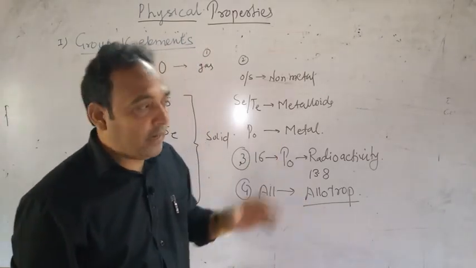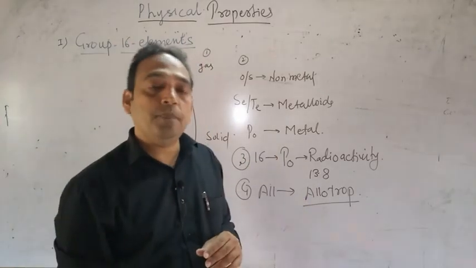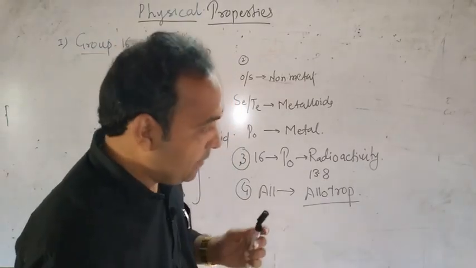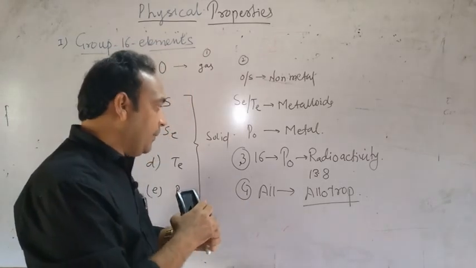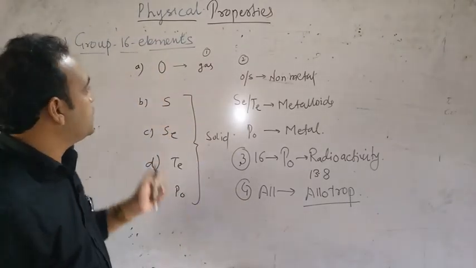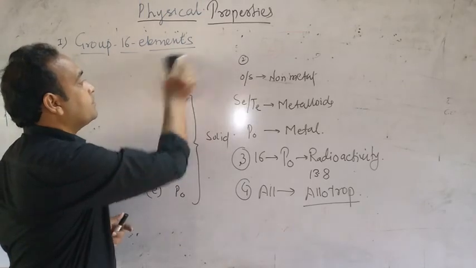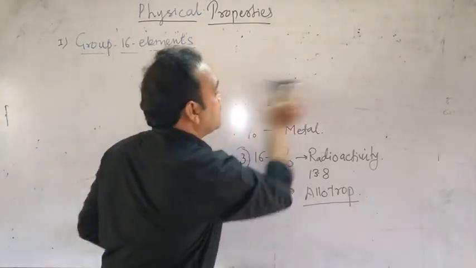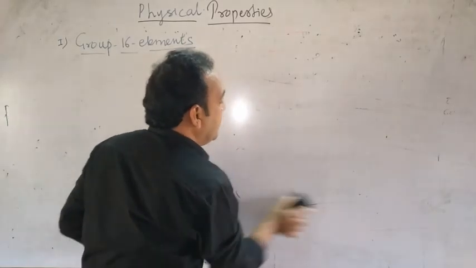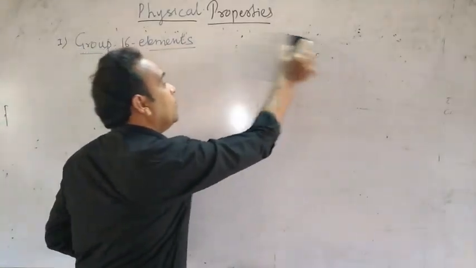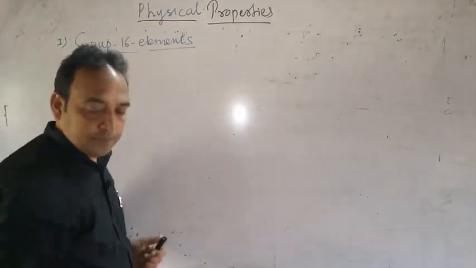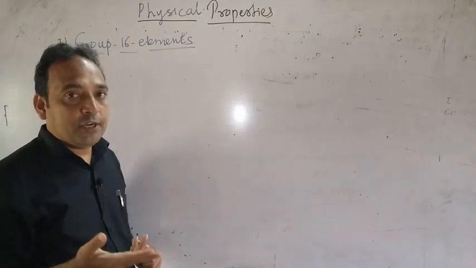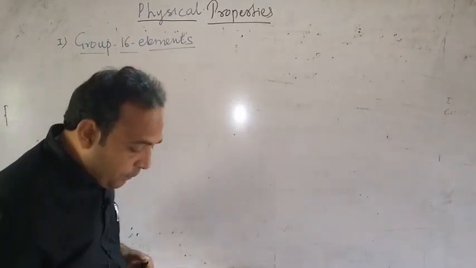So this is the physical property of group 16 elements, that is oxygen, sulfur, selenium, tellurium and polonium. So note down this point, a simple concept. Oxygen and sulfur are non-metals, selenium and tellurium are metalloids, and polonium is a metal which is radioactive with half-life period 13.8.